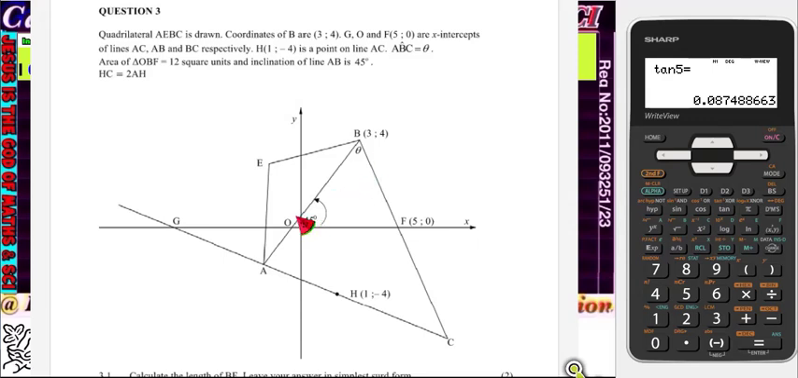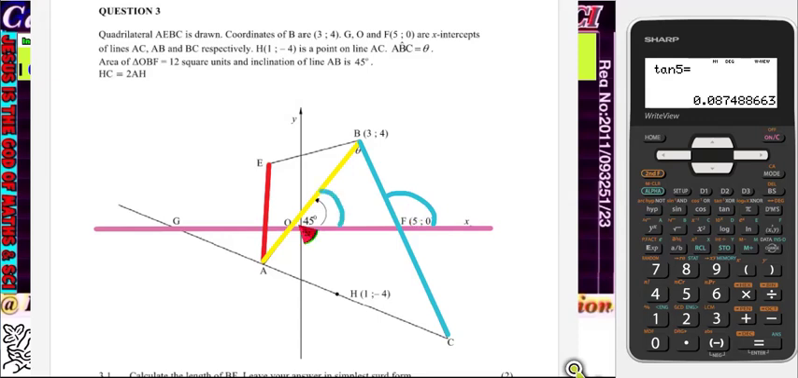Now, let me just show you. Let me do this. This pink line, that is my x-axis. Can you see that? The lines which are cutting the x-axis are the red line, and then the yellow line, then the blue line. So if I'm looking at the blue line, pink to blue, that is the angle of inclination.